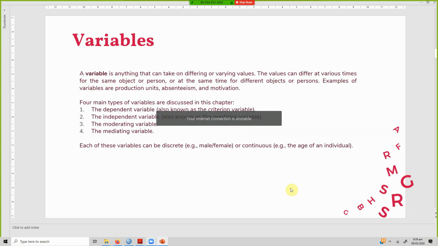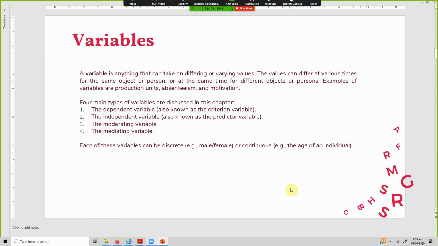Now, a variable is anything that can take on differing or varying values. The values can differ at various times for the same object or person, or at the same time for different objects or persons.